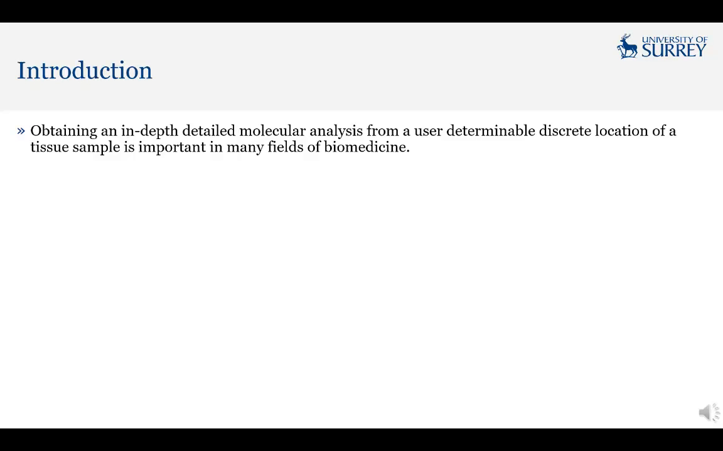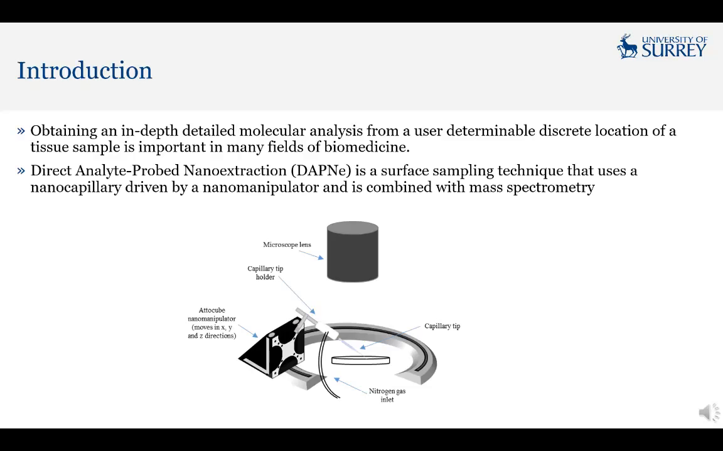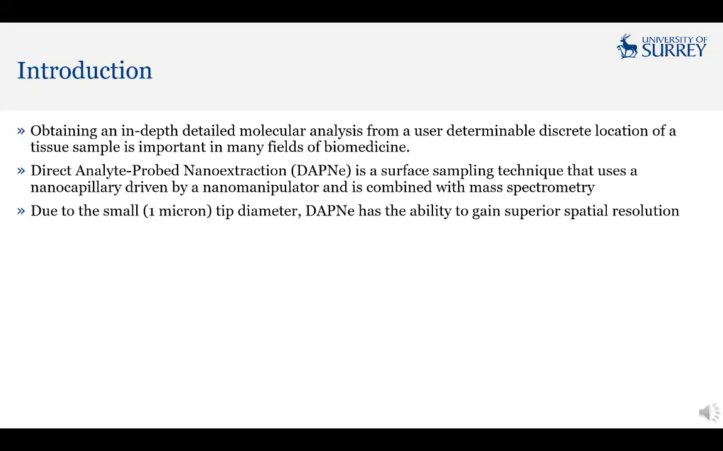Obtaining a detailed molecular analysis from a discrete area of a tissue sample is important in many fields of biomedicine. DAPNe is a surface sampling technique which uses a nanocapillary driven by a nanomanipulator and is combined with mass spectrometry. Due to the 1 micron tip diameter, DAPNe has the ability to gain superior spatial resolution to other surface sampling techniques and can gain extraction spot diameters of around 100 micron.